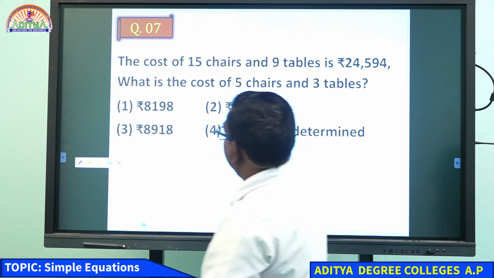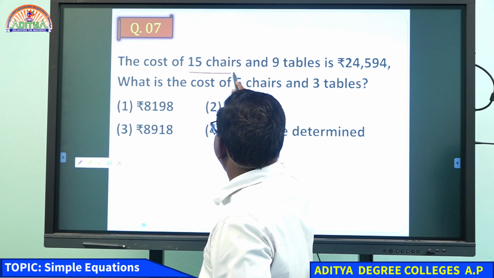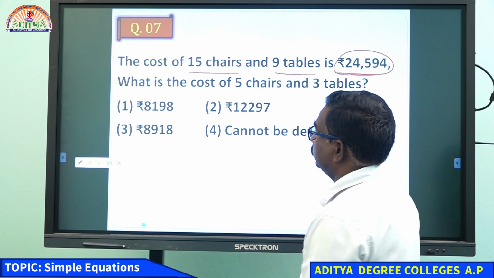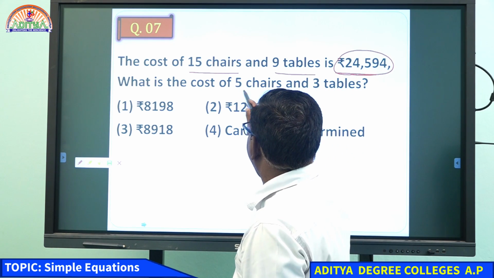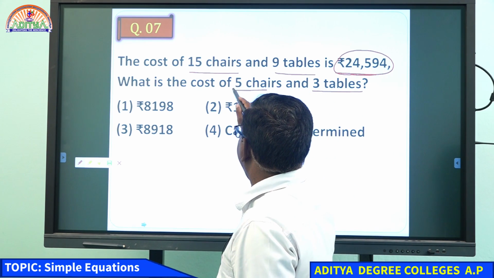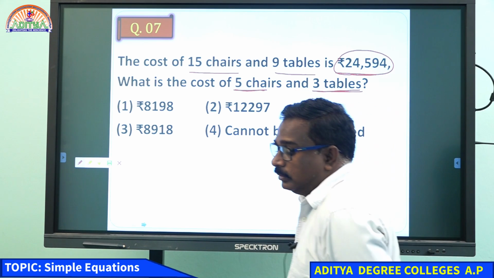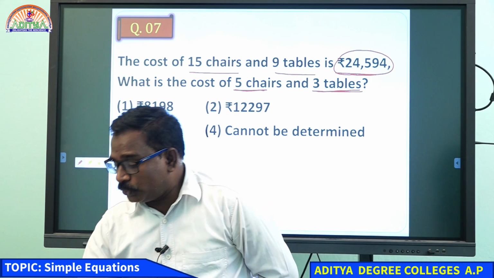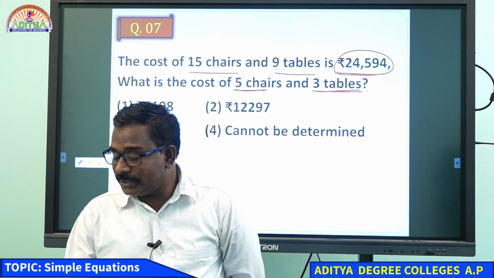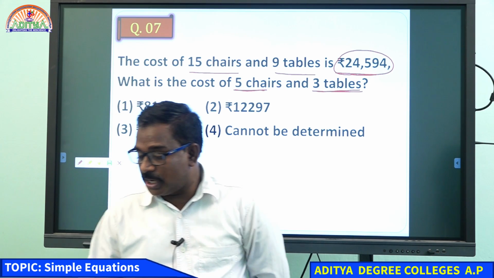Read it carefully. The cost of 15 chairs and 9 tables is 24,594. So what is the cost of 5 chairs and 3 tables? It will take only 2-3 seconds to get the answer. I will see how much time you will take.